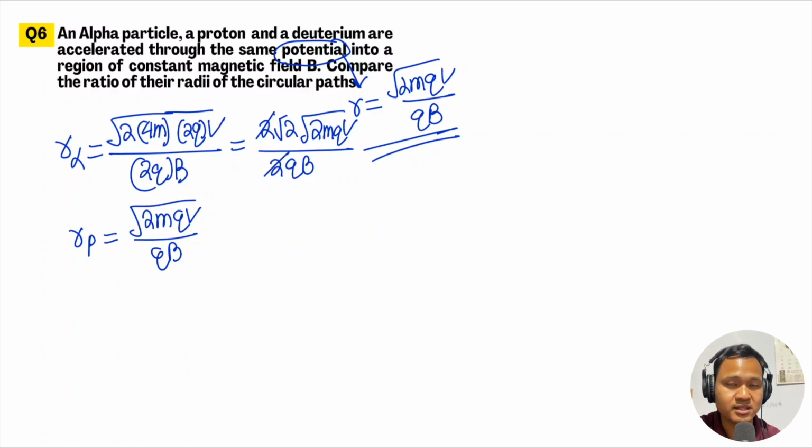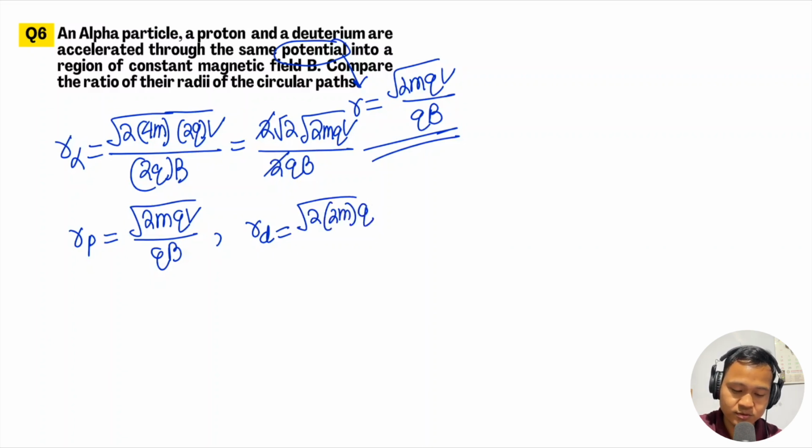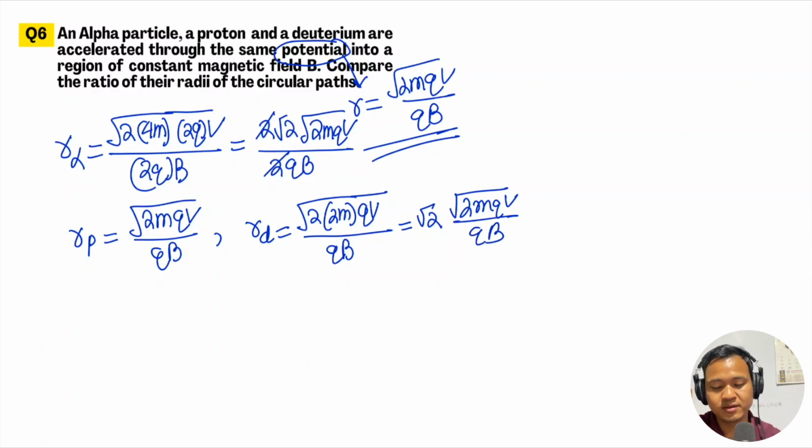Proton has a mass m and charge q. But for deuterium, it is root over 2 into mass 2m, charge q into v, divided by charge q into b. So here I will have root 2 into root over 2mqv divided by qb. Okay, so individual radius. The question says same potential.